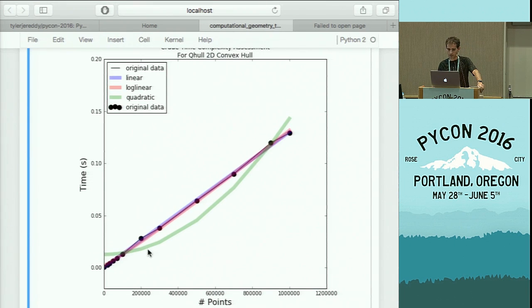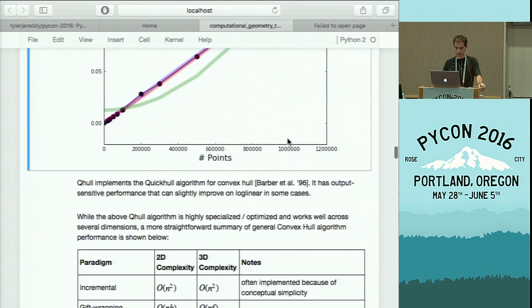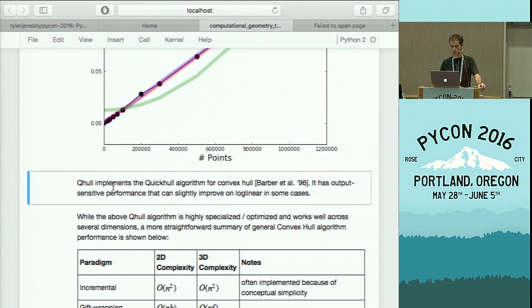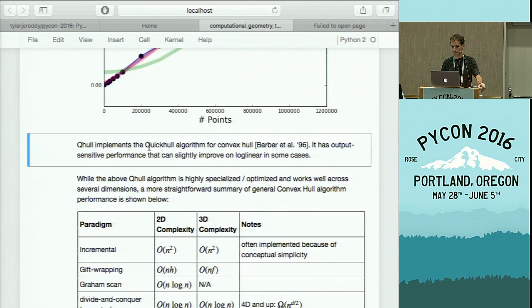So we can see it's clearly not quadratic. And it's either linear or log linear based on this plot. But it so turns out that Qhull, so again, this is just a wrapper to this production C code, Qhull.